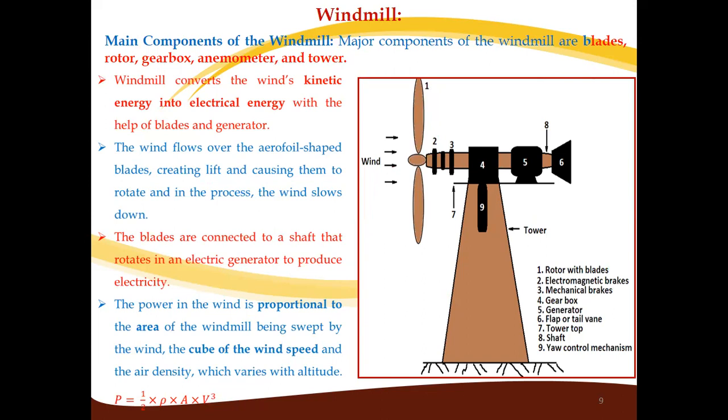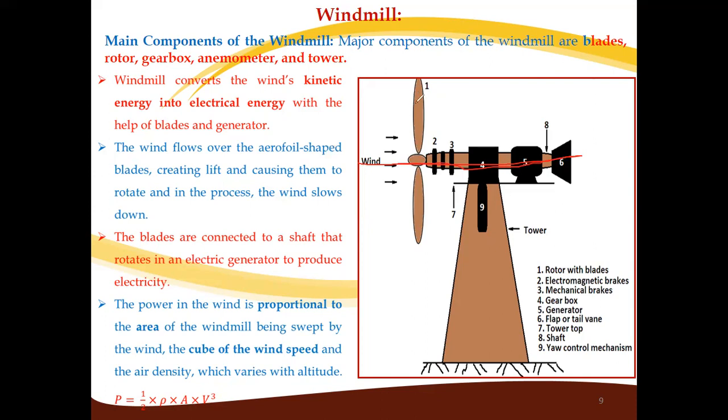Now there are two types of windmill. This is the horizontal axis windmill, and there is another type of windmill that is called the vertical axis windmill. This is the horizontal axis windmill. Why? Because the wind is horizontal, and the rotor rotates horizontally. All other components are horizontal, and the rotor rotates horizontally again. So this is the horizontal axis wind turbine.